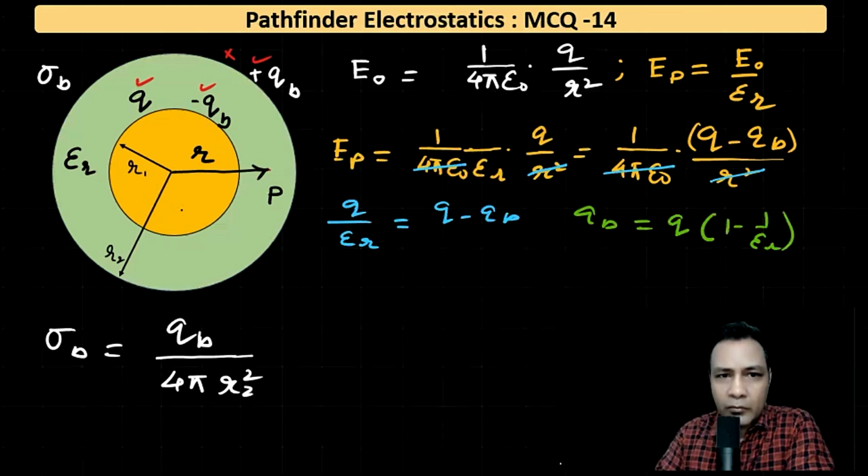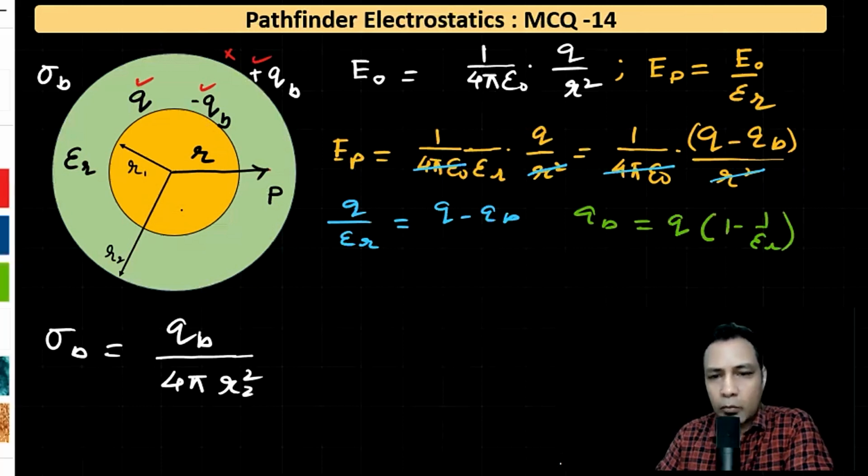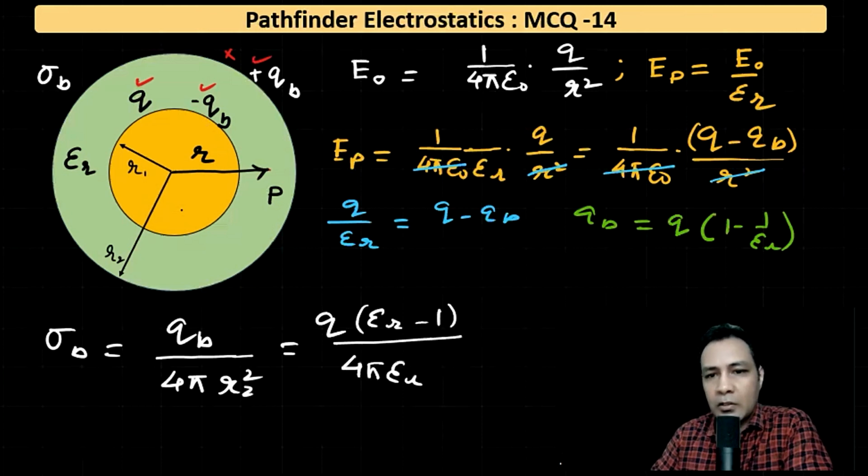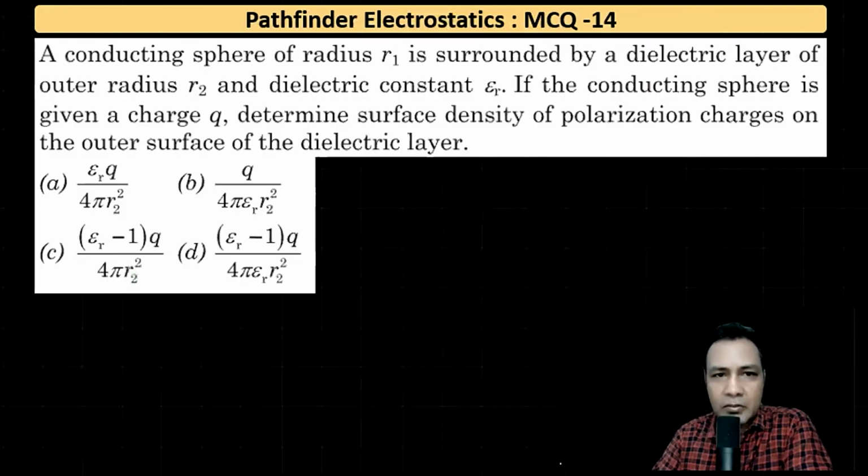So what I have to do is just put the value of this QB here. This QB is equal to Q into, and that can be simplified as, epsilon R minus 1 divided by epsilon R. So here, 4 pi R2 square. Let me check the options, and this is what option D is. So the final answer is option D. That is the correct answer. Thank you.